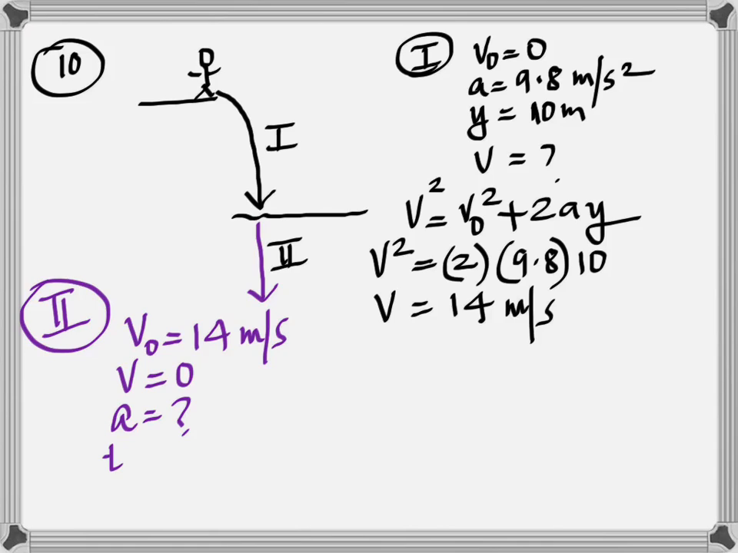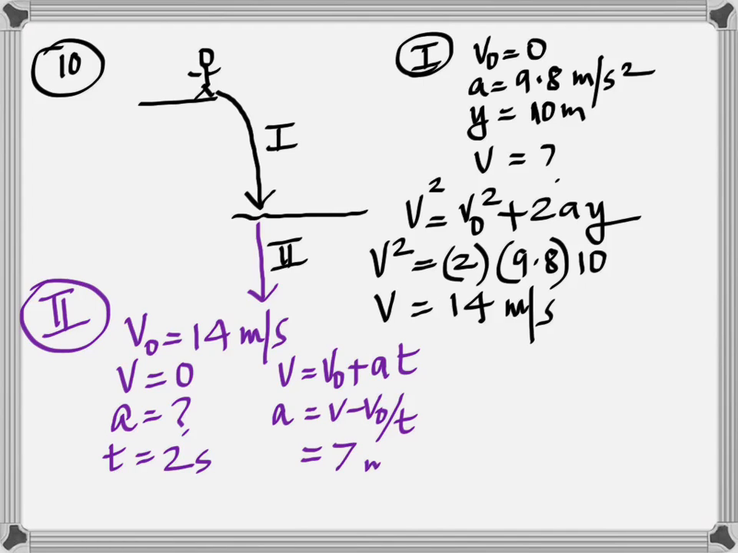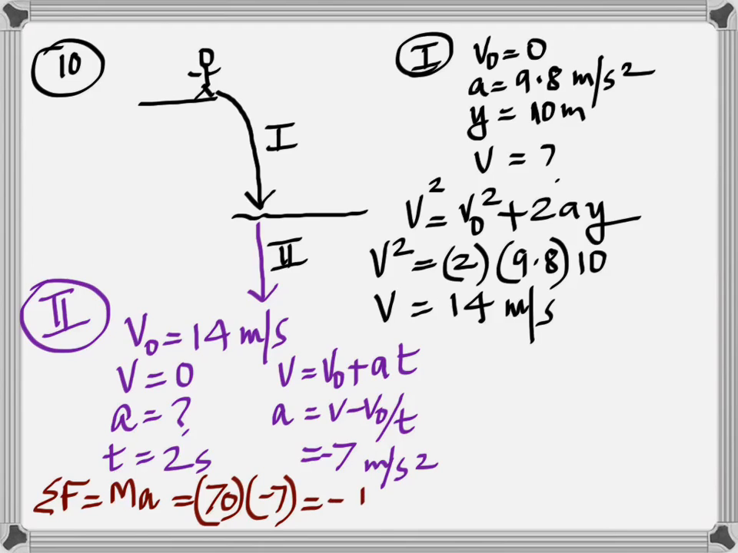Acceleration we have to find. It's not a freely falling object anymore. Time is 2 seconds, so use the equation to find the acceleration. In fact, you get negative 7 meter per second squared, and so the net force, again the net force is mass times acceleration, which is negative 490 Newton. Now the negative shows that this net force is upwards.